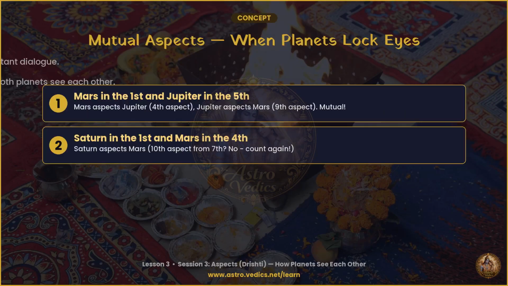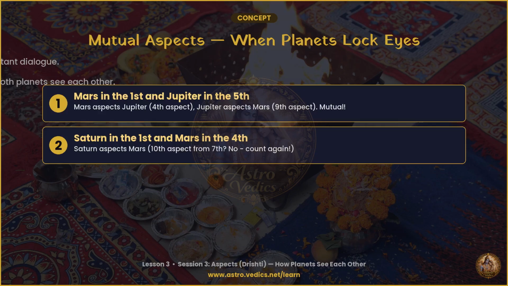Mutual aspects. When planets lock eyes. When two planets aspect each other simultaneously, we call it a mutual aspect. This creates a powerful dynamic between those two planets. They're in constant dialogue. The most common mutual aspect happens when two planets are in opposition, seventh from each other. Since every planet aspects the seventh house from itself, both planets see each other.